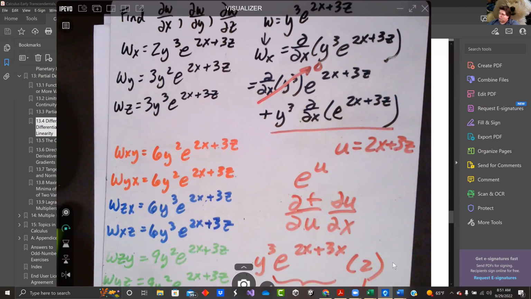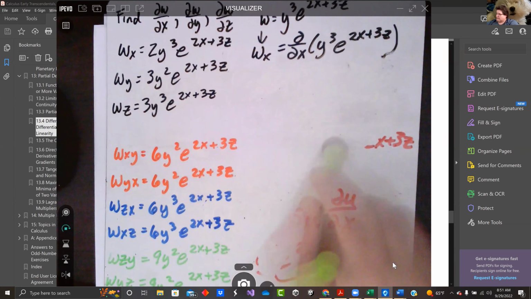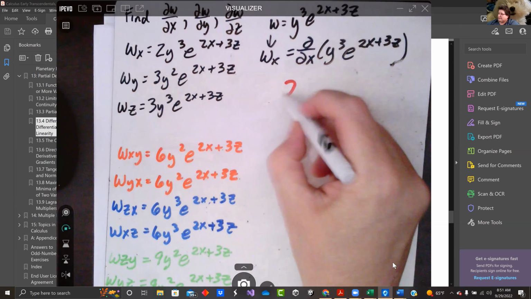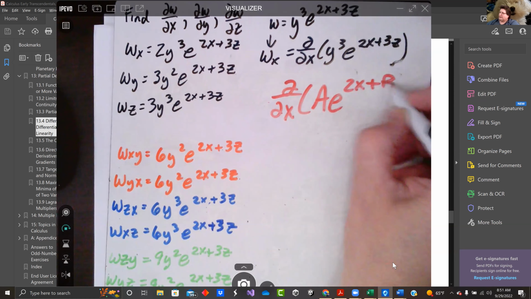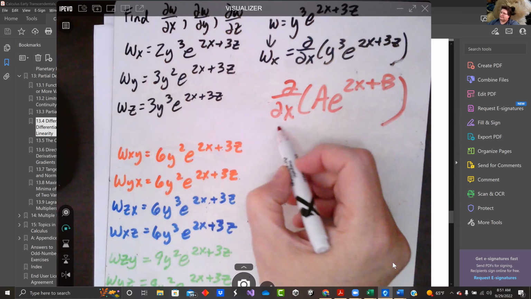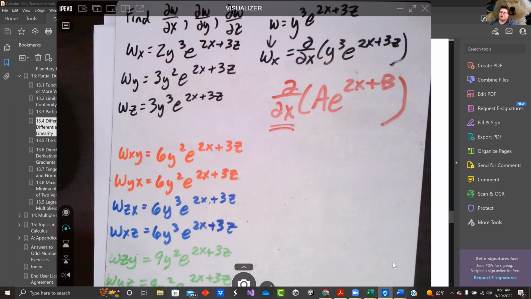I could rewrite this as d/dx of a e to the 2x plus b. And then the y and the z would not throw you off, because y cubed, just like a, is a constant when it's taken with respect to x. So you can do the product rule, but it means you're not understanding what this entire thing is. I want you to wrap your head around the partial derivatives.